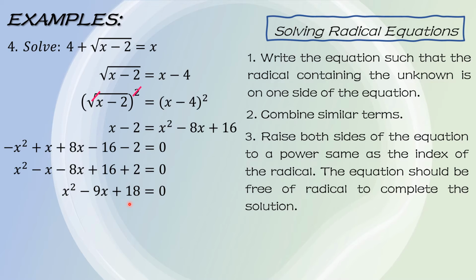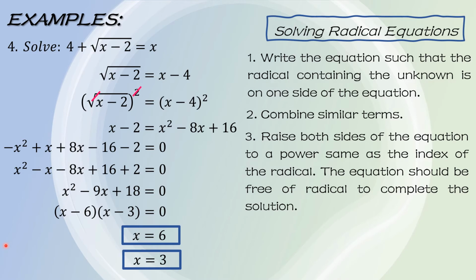Next, para mahanap natin yung value ng x, kailangan meron tayong dalawang value ng x since meron tayong x squared. So, we have to find the factors. Ano yung dalawang number na kapag minultiply ay positive 18 at kapag pinag-plus, that is negative 9. So, those factors are x minus 6 and x minus 3 equals 0. Because negative 6 times negative 3 is positive 18 and negative 6 plus negative 3 is negative 9. So, let us equate these both to 0. So, the values of x are x equals positive 6 and x equals positive 3.